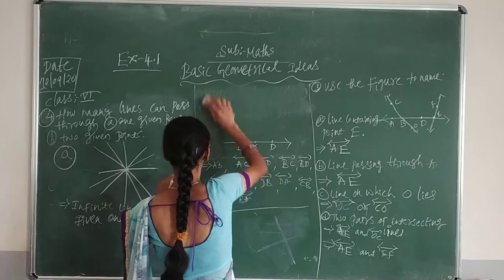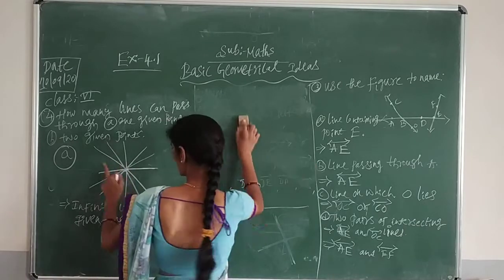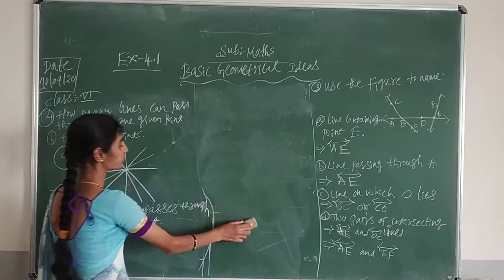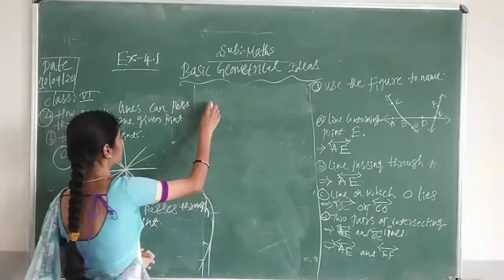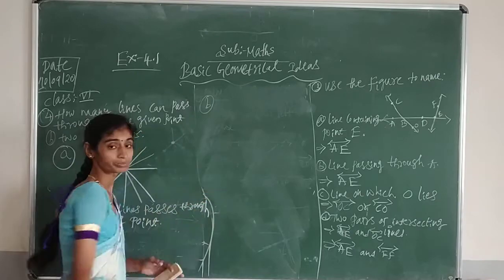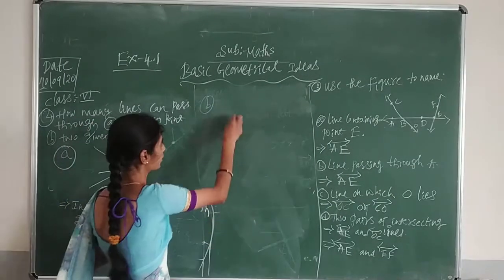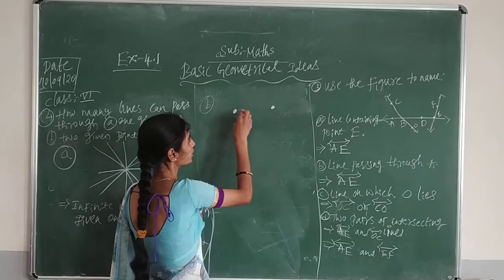So what is the B question? You have to take the 2 points. Here we have taken only 1 point. Yes or no? But here you have to take 2 points. Question number 4, B1. So now you take B question, what is it? 2 points. So you have to take 2 points.